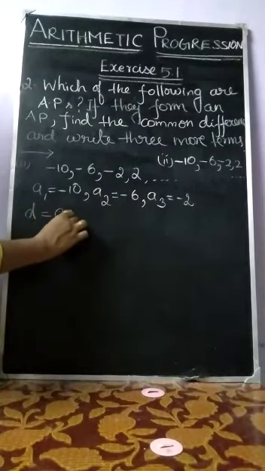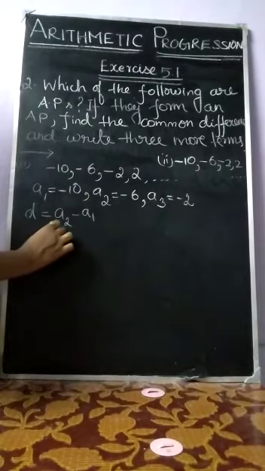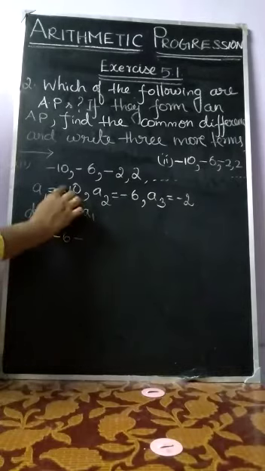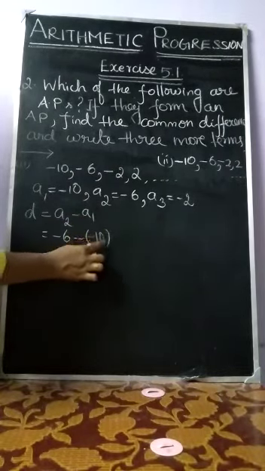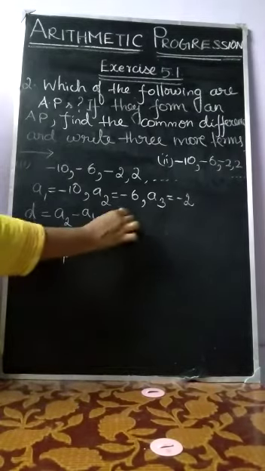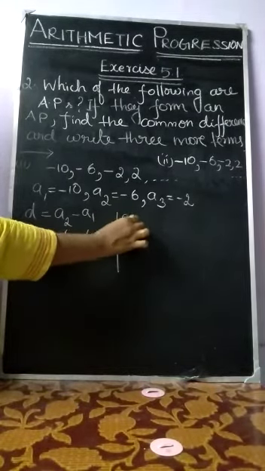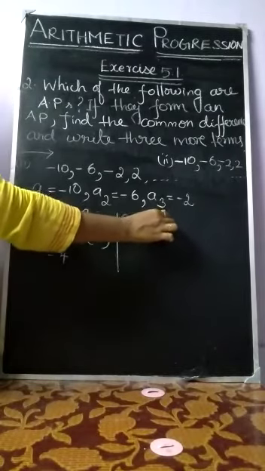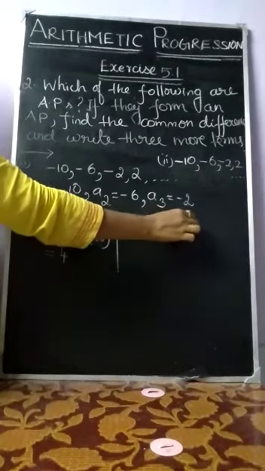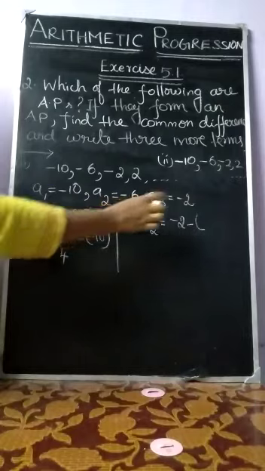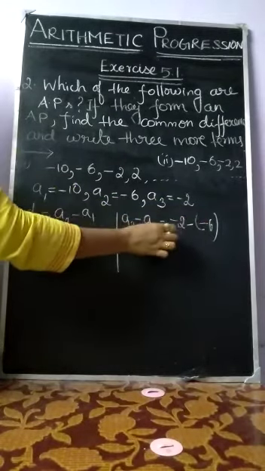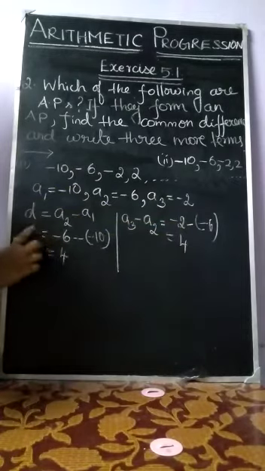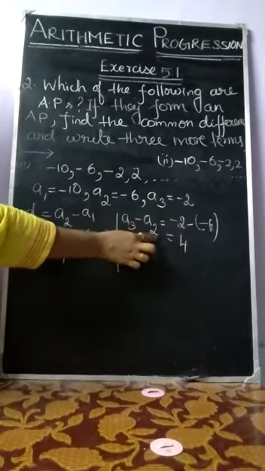Okay. So A2 minus A1. What is the A2 value? That is minus 6. Minus, what is our A1 value? Minus 10. So minus into minus plus. 10 minus 6, what is the value? 4. Next, A3 minus A2. What is our A3 value? Minus 2. Minus of A2 is minus 6. So minus into minus plus. 6 minus 2, 4. So A2 minus A1 value is equal to A3 minus A2.